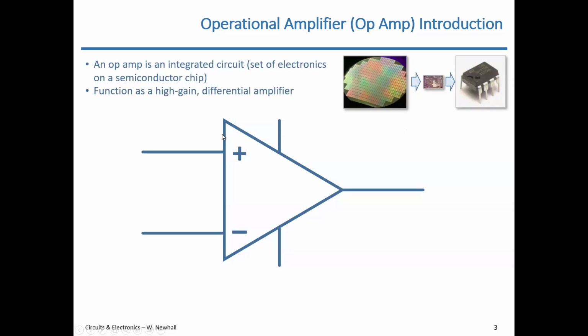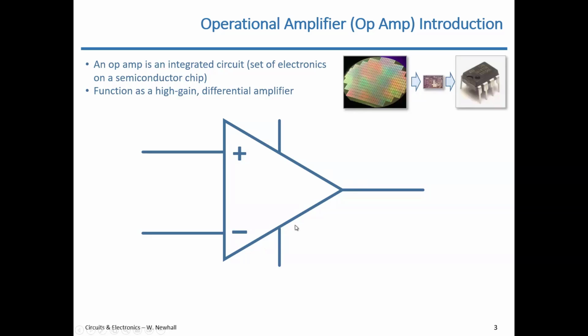Op amps function as high gain differential amplifiers. We're going to talk about what that means in a minute. So they can be used as amplifiers. They can also be used as devices that decide whether one voltage is higher than another, and that's called a comparator. We're going to talk about those. So they have multiple applications, but let's just talk about the basics here.